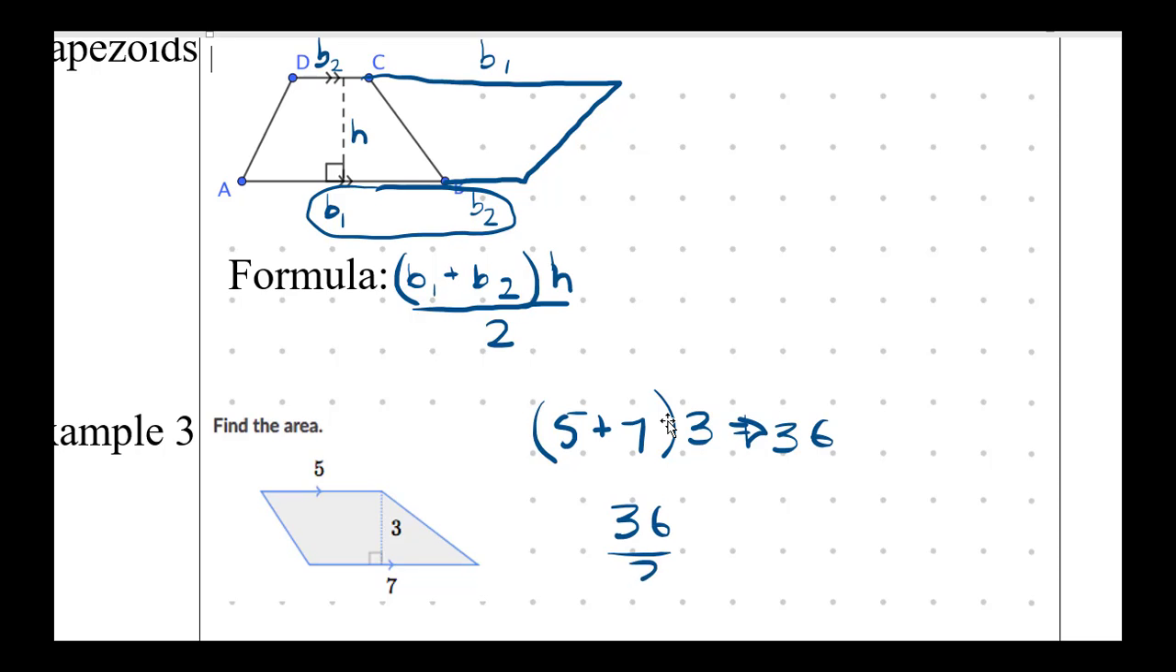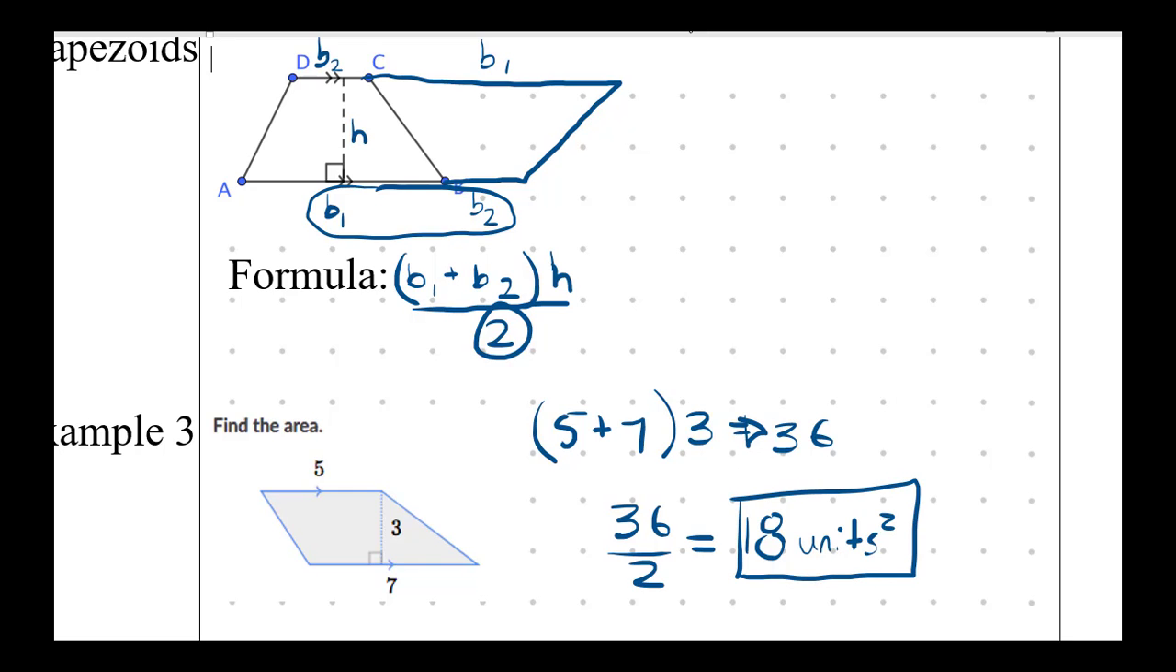Why did you divide by 2? Because it's there in the formula. Okay, good. And then I got 18 units squared. So this is going to be equal to 18 units squared. Did you box your answer? Yes. Oh man, you got it perfect then. Yeah, that's the answer. 18 units squared.